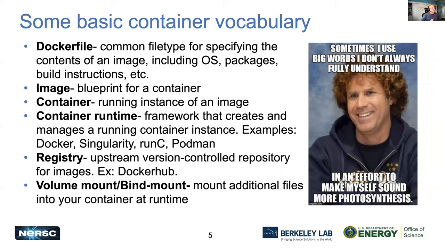So for anybody who's not super familiar with containers, I just wanted to lay out a little bit of the vocabulary so that we don't lose anybody. You may have heard the word Dockerfile. There are different frameworks, obviously. In Singularity, it's a Singularity file, but a Dockerfile is just a text file where you write out the recipe for how you want to build your software in the image. Human readable, this is how you specify what you want. The image is the thing that gets built from the Dockerfile.